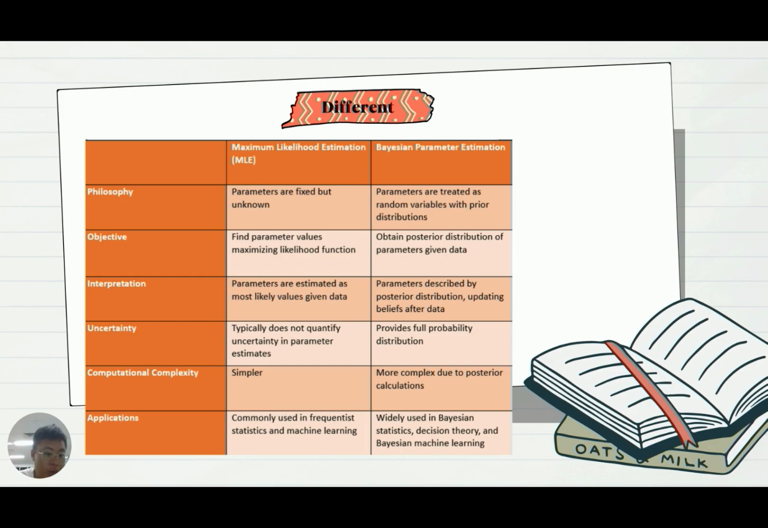The second one is the objective. The objective of MLE is to find parameter values maximizing the likelihood function, and for Bayesian it is to obtain posterior distributions of parameters given data. And the interpretation: in MLE, parameters are estimated as the most likely values given data, and in Bayesian they are described by posterior distributions, updating beliefs after data.